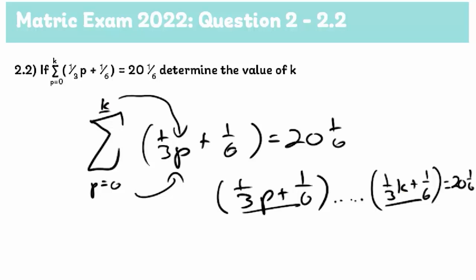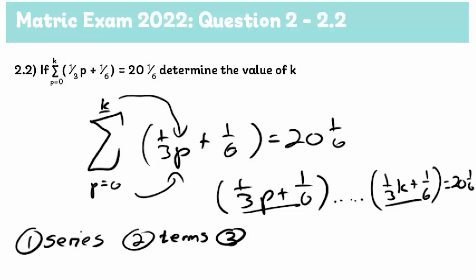So how are we going to tackle this problem? The first thing we're going to do is figure out what series we're working with. Are we working with a geometric, an arithmetic, a quadratic? Which series are we working with? The next thing is we have to determine how many terms there are, because it's the amount of terms that's going to make the sum equal to 20 and 1/6. And then the third part is once we've figured out steps 1 and 2, we're going to use a formula to determine what k is.